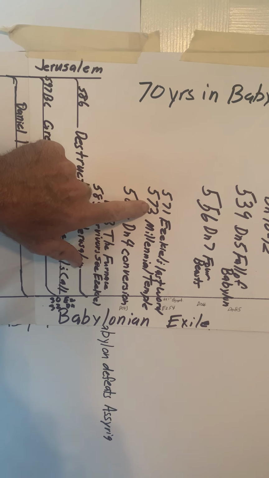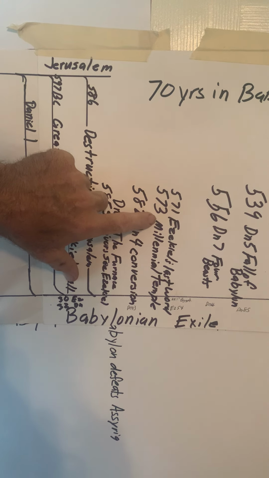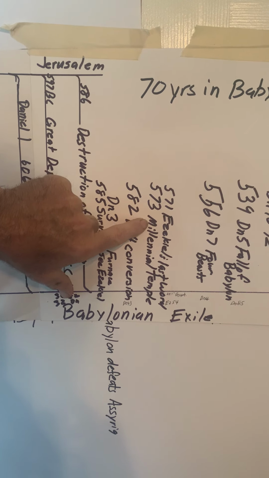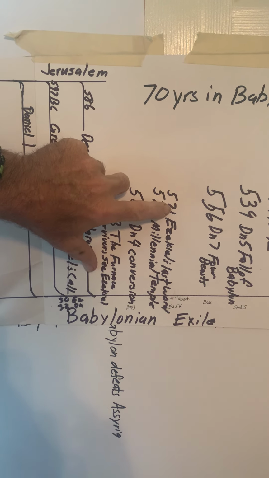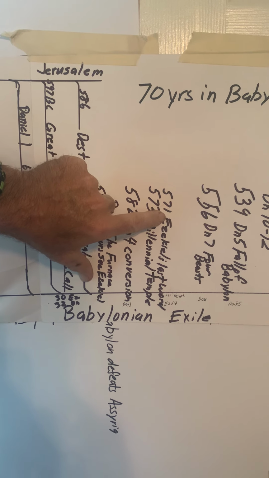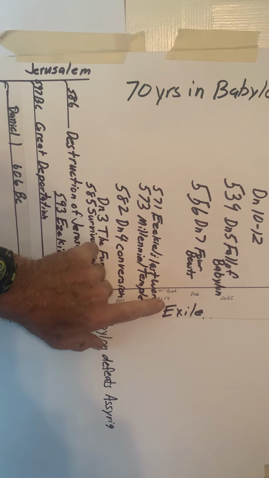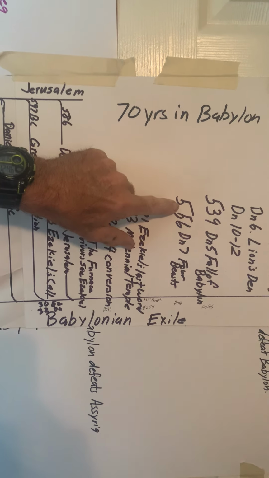573, towards the end of Ezekiel's ministry, he has given the prophecy of the millennial temple, Ezekiel chapter 40 to 48. We've been over that. And then his last word comes in 571 before Christ, again, when he is 54 years old. Now, this is significant here.